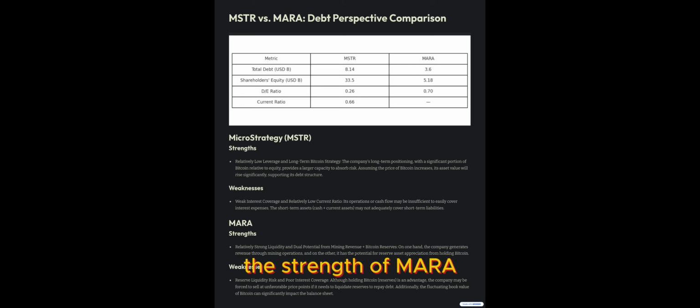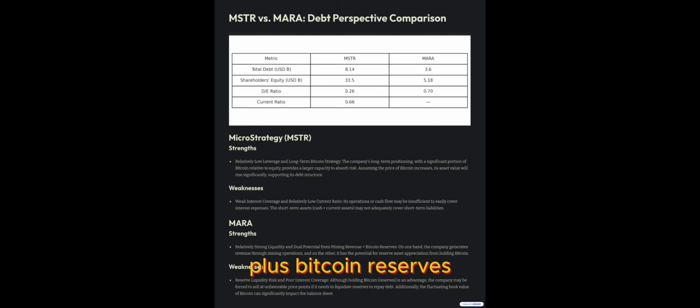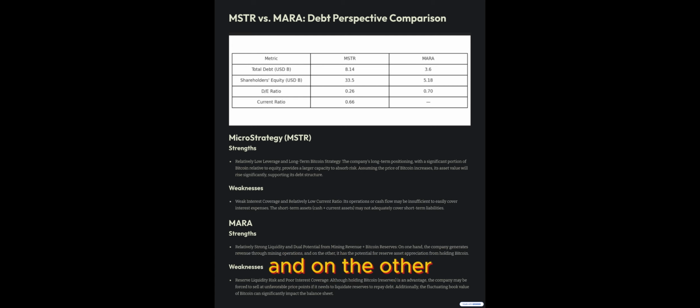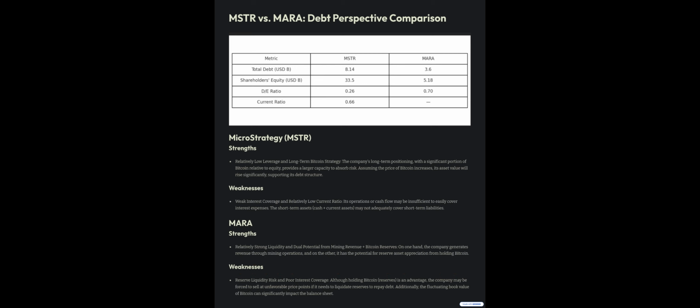The strength of MARA is relatively strong liquidity and dual potential from mining revenues plus Bitcoin reserves. On one hand, the company generates revenue through mining operations, and on the other, it has the potential for reserve asset appreciation from holding Bitcoin.